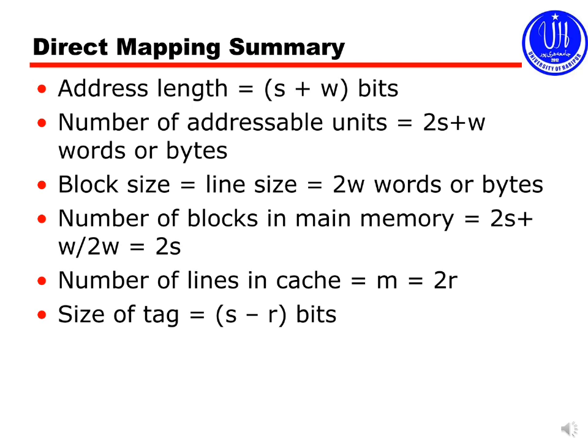I already talked about this. s plus w is the total number of bits, and 2^(s+w) is the number of addressable units, with the block size being the number of words per block, and so on and so forth.